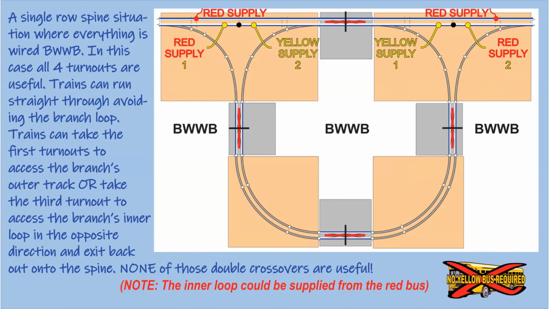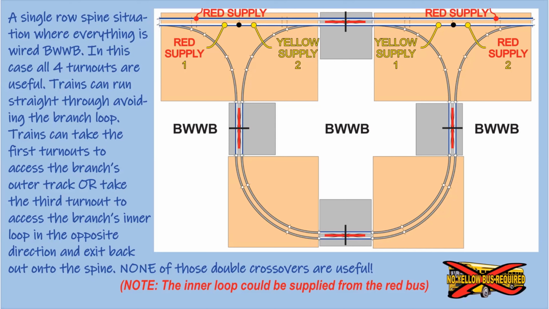A single row spine situation where everything is wired blue, white, white, blue. In this case, all four turnouts are useful. Trains can run straight through, avoiding the branch loop.